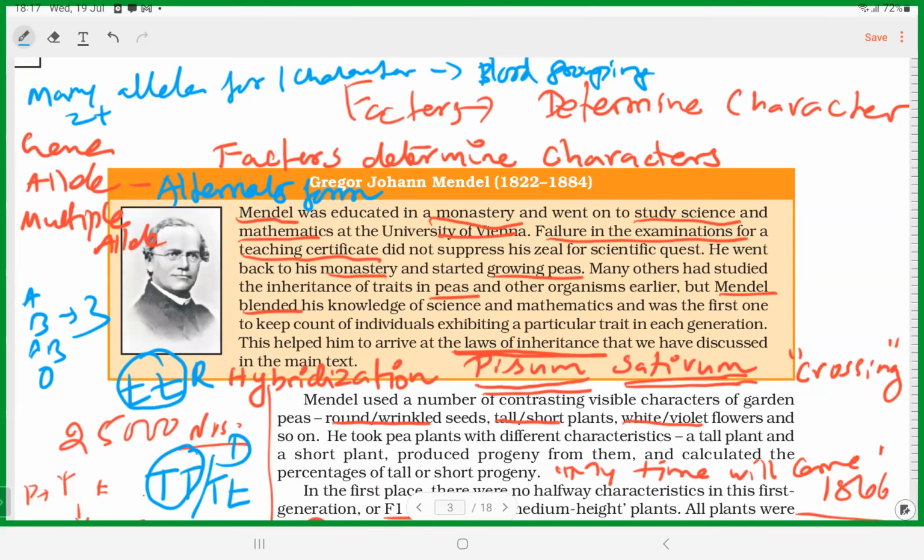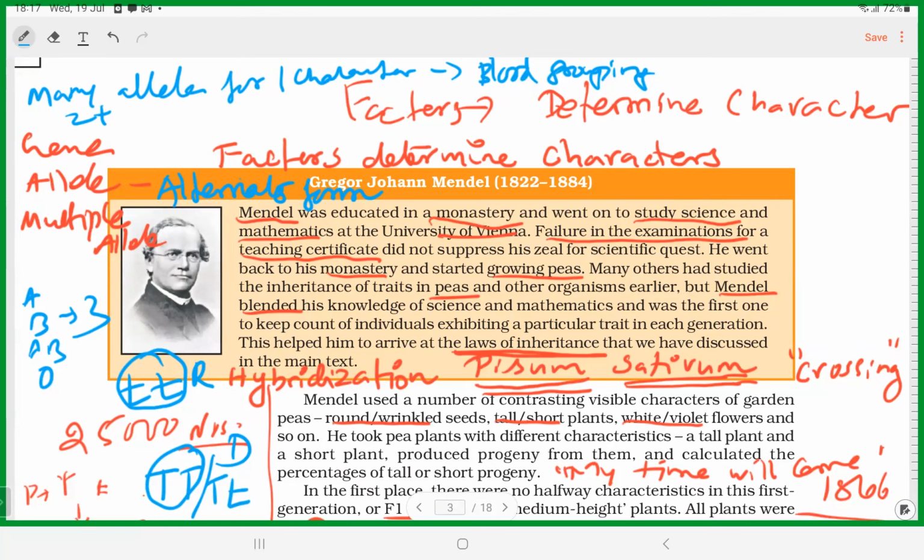It's a bisexual flower. Easy self-pollination, easy cross-pollination, emasculation and bagging can be done. All interesting characters, seven contrasting characters. Characters are easily observed. So that's why Gregor Mendel selected that plant, pea plant.